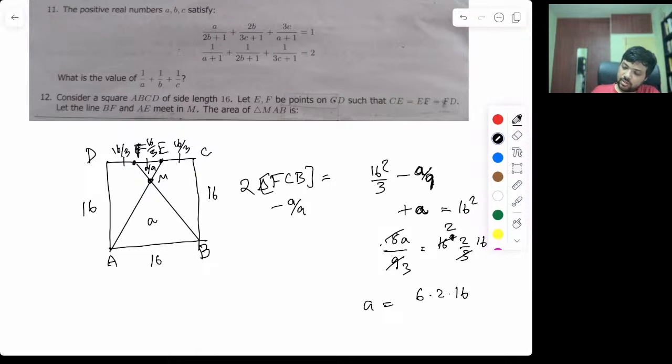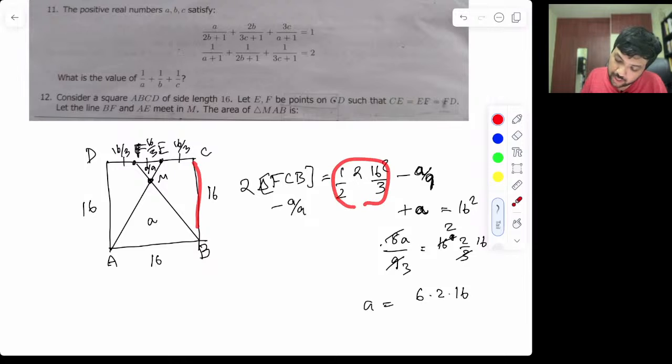So I hope I have not made any mistakes. So this is 16 by 3, you divide into 3 equal parts. So this entire, oh, it's 2 into 16 by 3. Did I make a mistake there? No. Half into, I think I might have made a mistake there. So half into 2 into 16 by 3 divided into 16. That was this. And then you multiply it by 2. So it's 2 into 16 square by 3. Yeah, okay, fine.